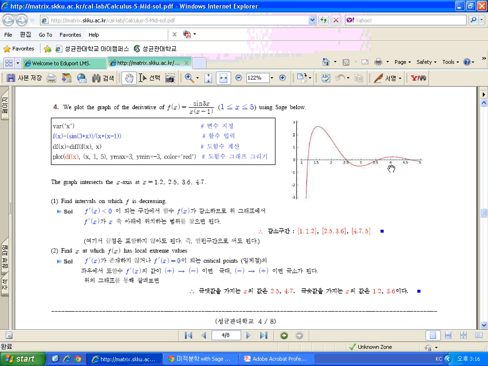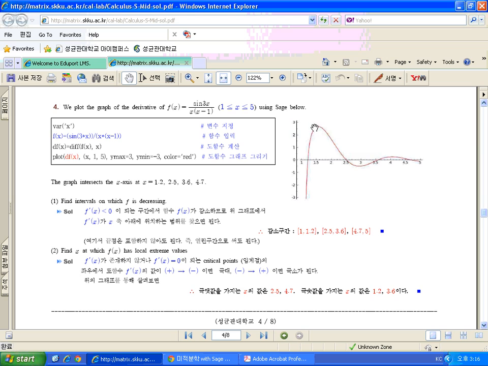So from this graph you can expect when the original function increases and decreases, and when it has critical values or maximum and minimum values, because the function is increasing when the derivative is positive, and decreasing when the value of the derivative is negative. So here you can see the increasing period and decreasing period and increasing period and decreasing period.